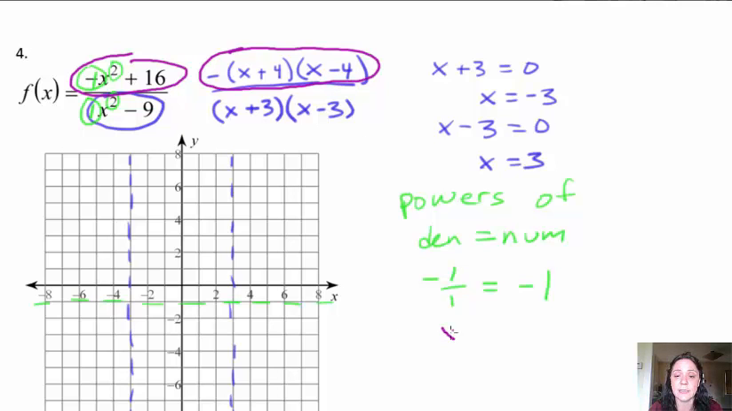So if I set x plus 4 equal to 0, I have x equals negative 4, and if I set x minus 4 equal to 0, I'm going to get x equal to 4. So those are my x-intercepts here at 4 and negative 4, and I'm going to sketch those onto my graph. So next up, we will be sketching these graphs, but that's all for x-intercepts.